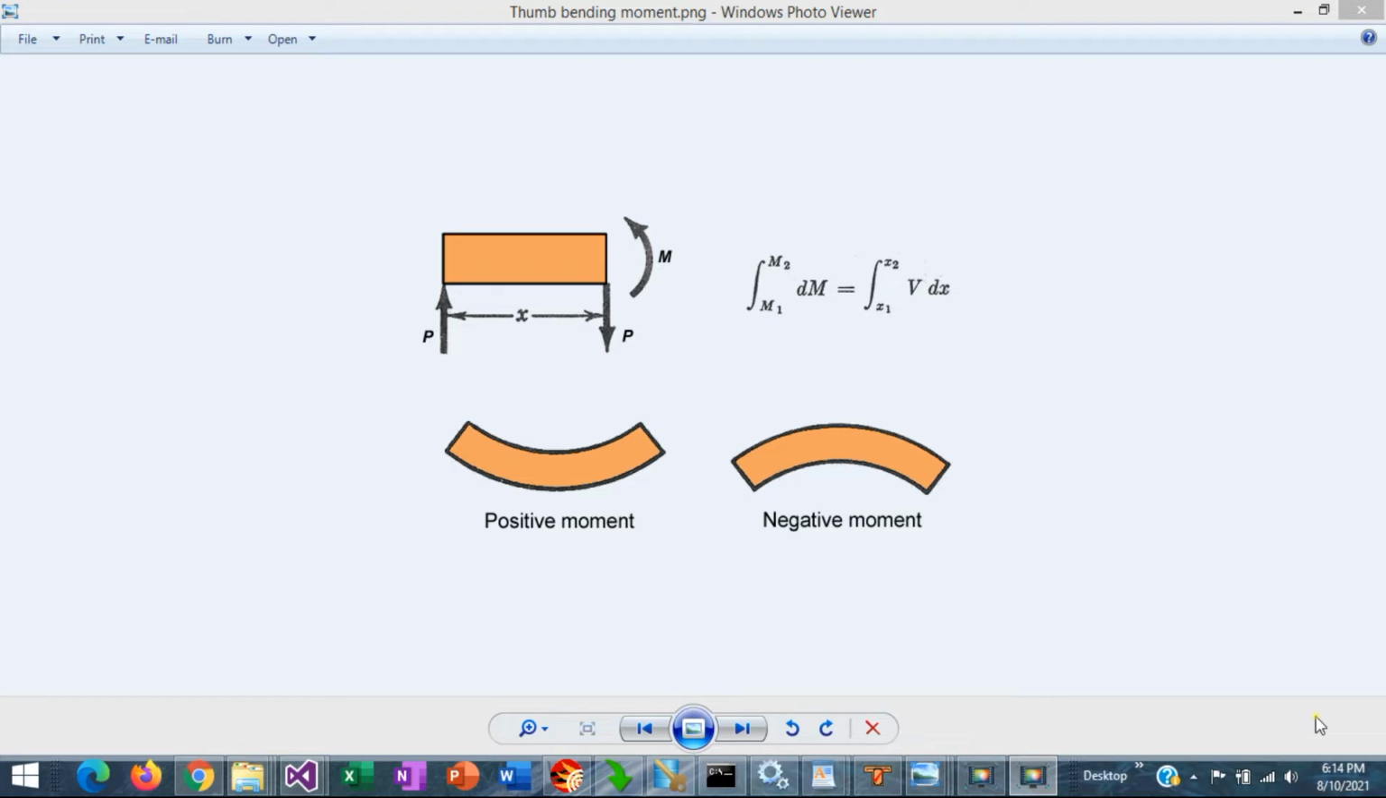But what exactly is a bending moment? This is Javier Encinas, and today we're going to discuss what exactly is a bending moment and how we use it to design flexural members.